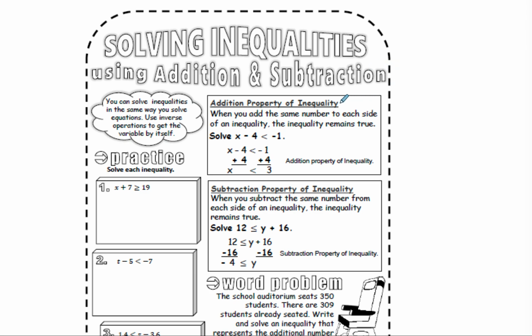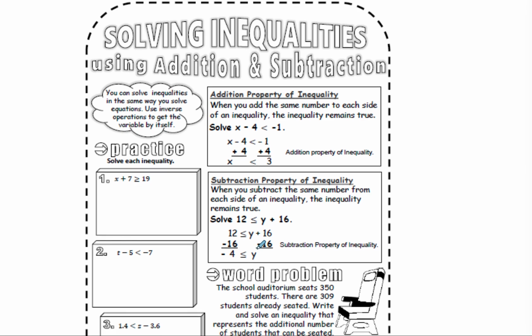If we look over here, our addition property of inequality states that if we add the same number to each side, the inequality remains true. And the subtraction is the same thing. When you subtract the same number from each side of the inequality, the inequality remains true. The side that started off greater than is still going to end up greater than, even when we add or subtract the same amount from both sides.